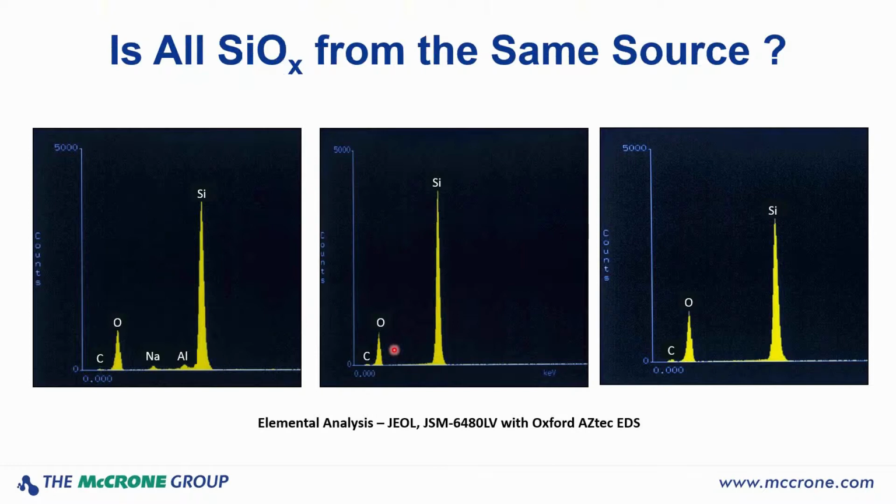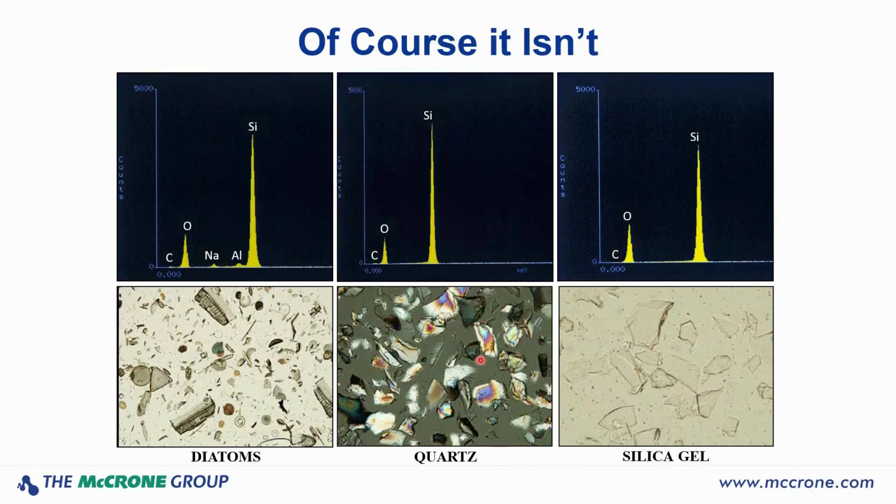Let's look at some EDS data. These are all silicon oxides. The first one over here has a trace amount of sodium and aluminum in it. Other than that, they're pretty much identical. These are all from different silicon oxide materials. By mounting them in for polarized light microscopy, it's very clear that this one is diatoms, this one is quartz, this one is silica gel. So your polarized light microscopy is going to augment your EDS data and give you much more specificity than you would be able to offer without it.